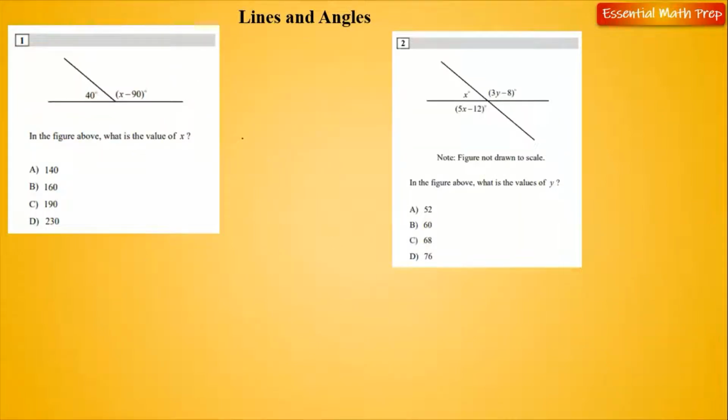So we have a line and another line that's perpendicular to the first line. So you have two angles, 40 degrees, and x minus 90 degrees. You're asked to determine the value of x. Because this line is bisecting the line that's drawn horizontally on the plane, these two angles should add up to 180 degrees. So 40 degrees plus x minus 90 degrees equals 180 degrees. This is x minus 50 degrees equals 180 degrees. So x equals 230 degrees.